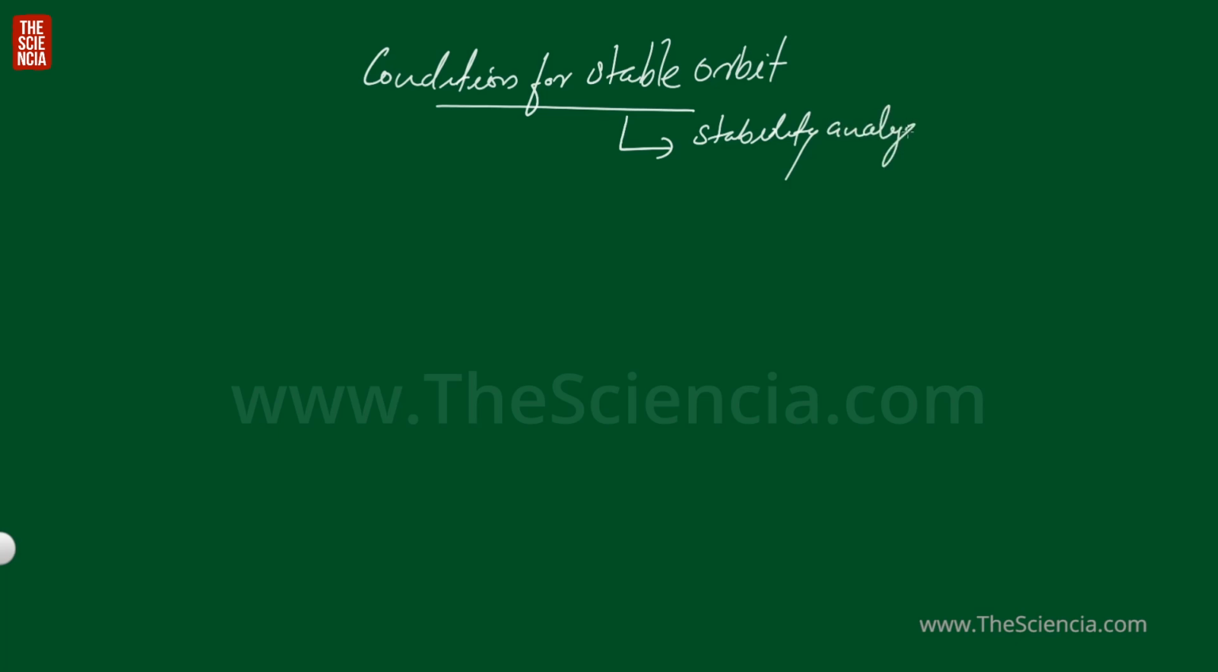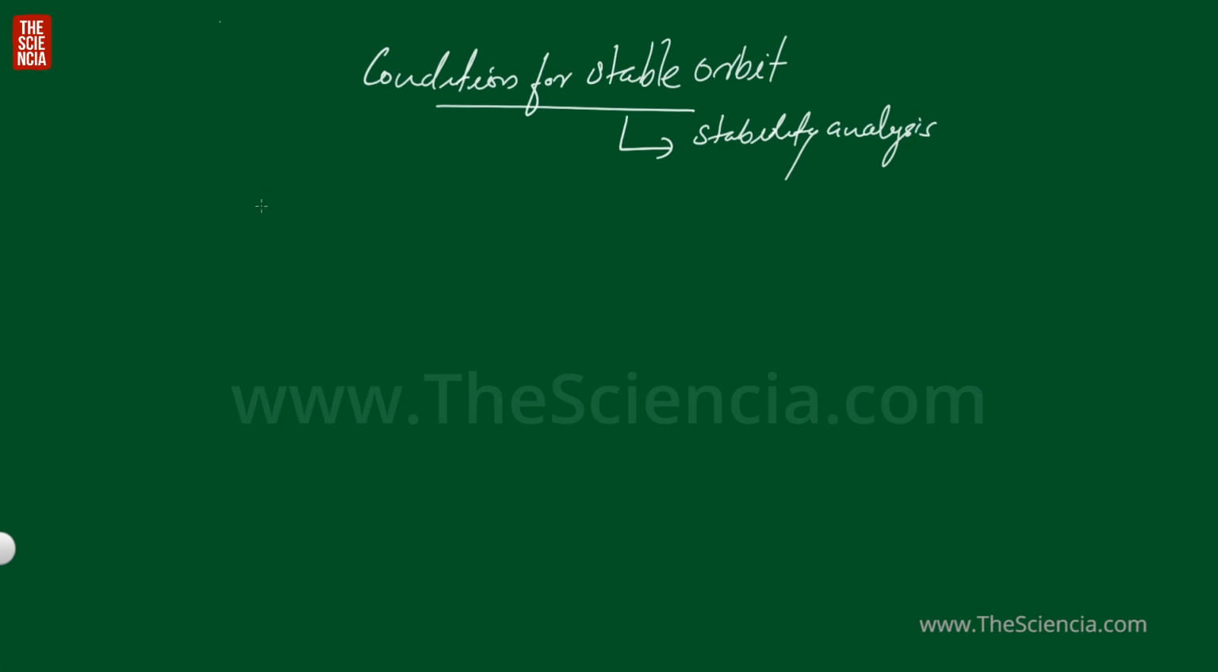Condition for stable orbit. In the classical mechanics lecture, I started with the stability analysis. In the stability analysis, we used some equations for finding out the stability of a particle. The same thing is applicable here also for the orbits, that is, orbits of planetary motion. What are those stability conditions?